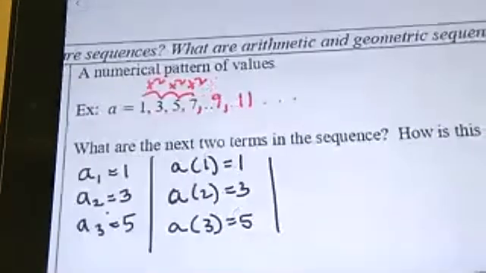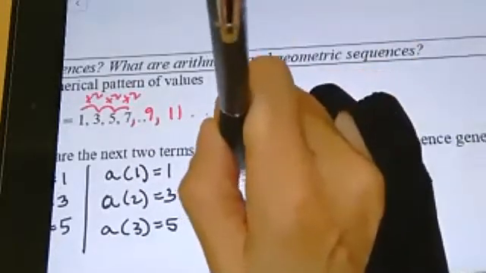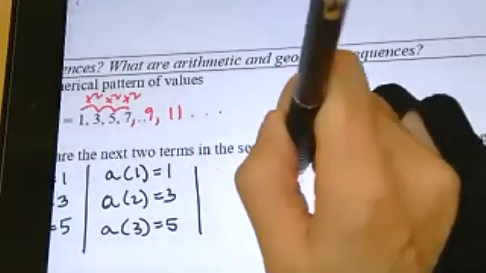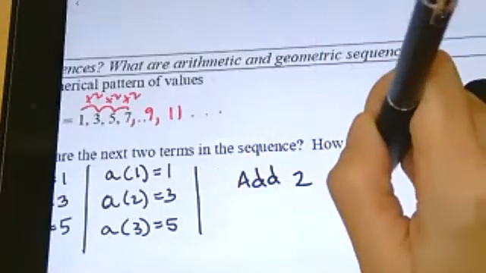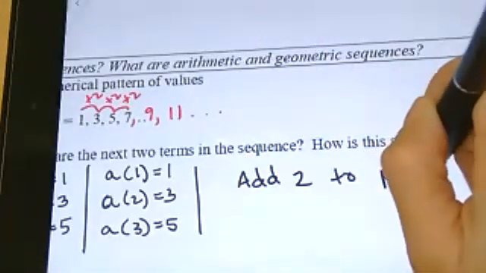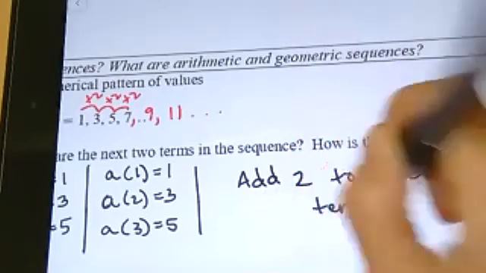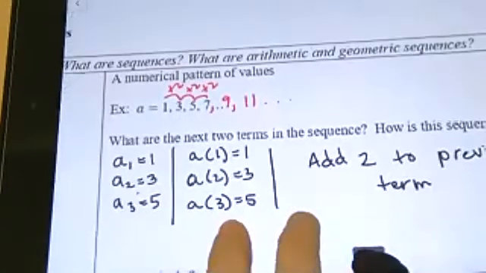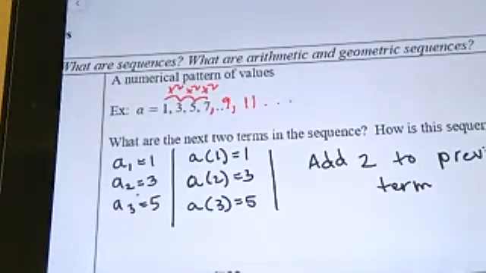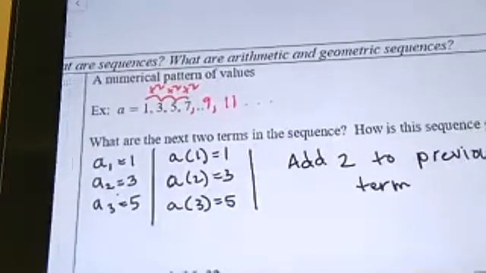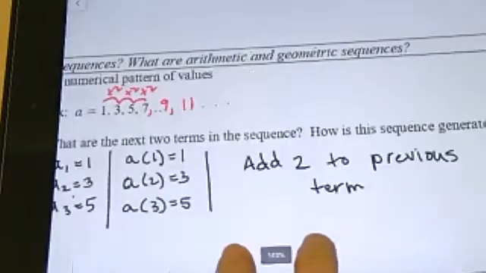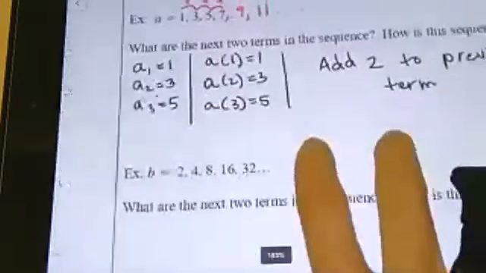And then it says over here to write down how is the sequence generated. So we can say add 2 to the previous term. So that's what we did. We added 2, added 2, added 2, added 2, added 2, and then that's how we were able to get the next 2 terms in our sequence.